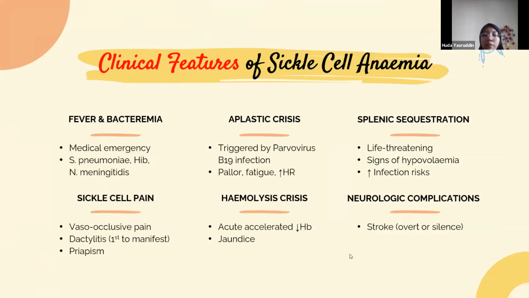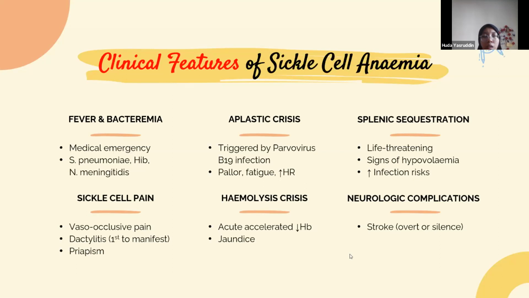The first one is fever and bacteremia. This is a medical emergency, especially in infants around 6 months old, because infants with sickle cell anemia tend to have splenic dysfunction, and this can cause an abnormal immune response. So if fever occurs in this infant, we have to admit the patient to the hospital immediately. Usually the organisms that infect the patient because of the low immune response are the encapsulated organisms, which are Streptococcus pneumoniae, Haemophilus influenzae, and Neisseria meningitidis, and this can cause bacteremia, which is very serious.